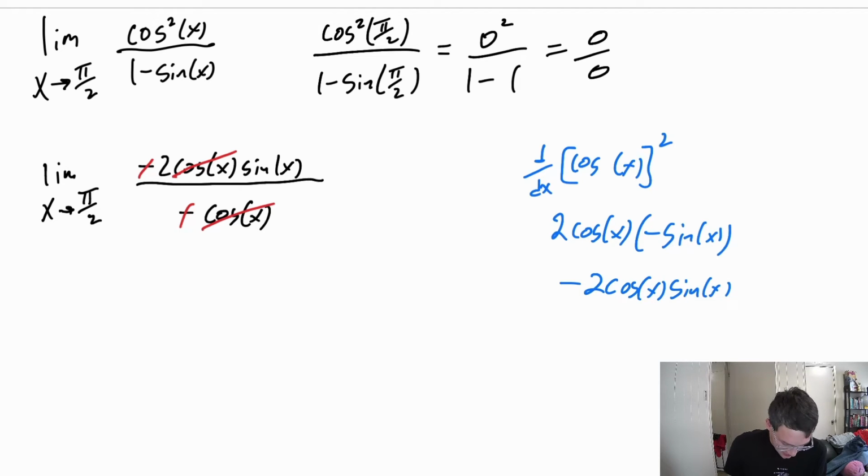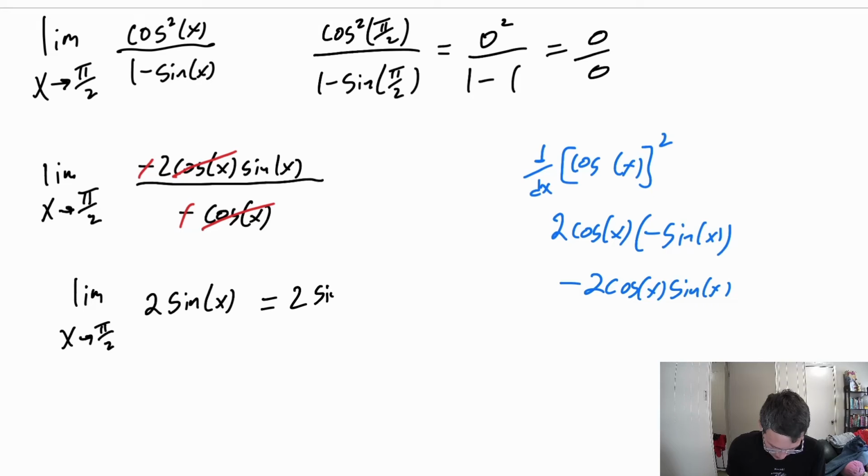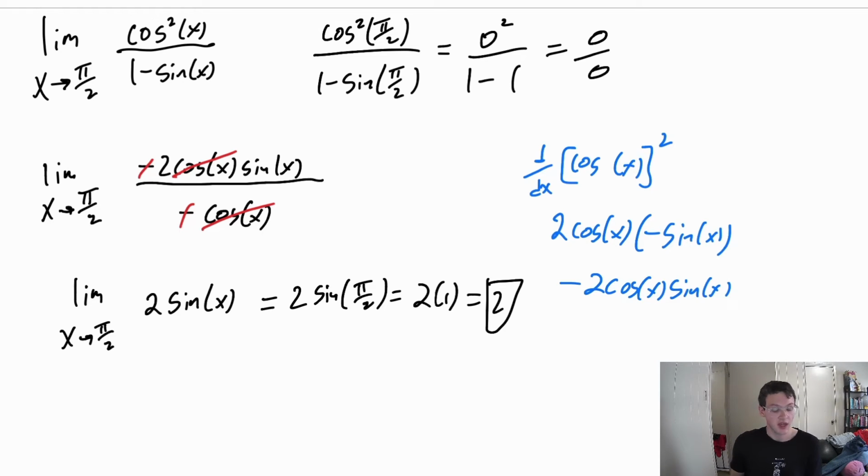And so what we're getting is the limit as x goes to pi over 2 of 2 times sine of x. We can plug in pi over 2. We get 2 sine pi over 2, which is 2 times 1, which is 2. So even though this function, cosine squared x over 1 minus sine x, gives us this indeterminate form when we take the limit, we can take derivatives of the top and bottom, take the limit of that, and we find the limit relatively straightforwardly.